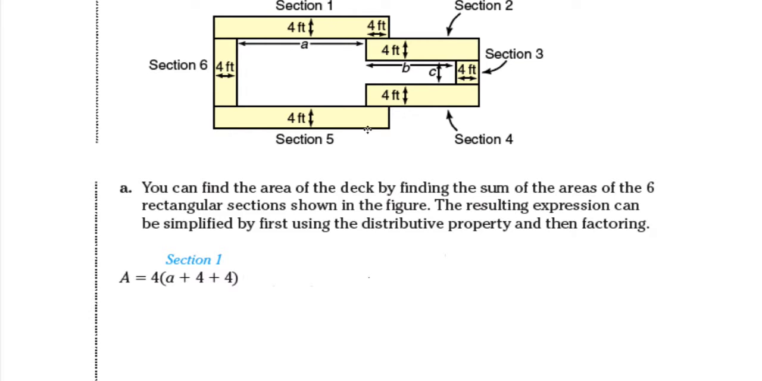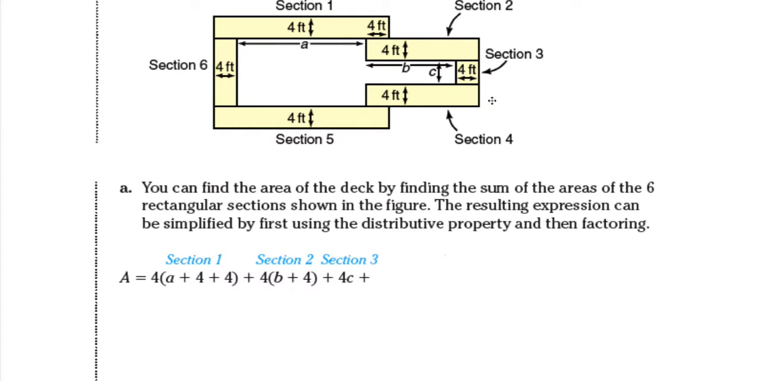Why a plus 4 plus 4? Because the width is 4 feet, and the length is a, and then you add that 4, add that other 4. That's how you have section 1. Section 2 is 4 times b plus 4. So again, your width is always 4, and b is right here, the length, plus 4 feet. That's why it's b plus 4.